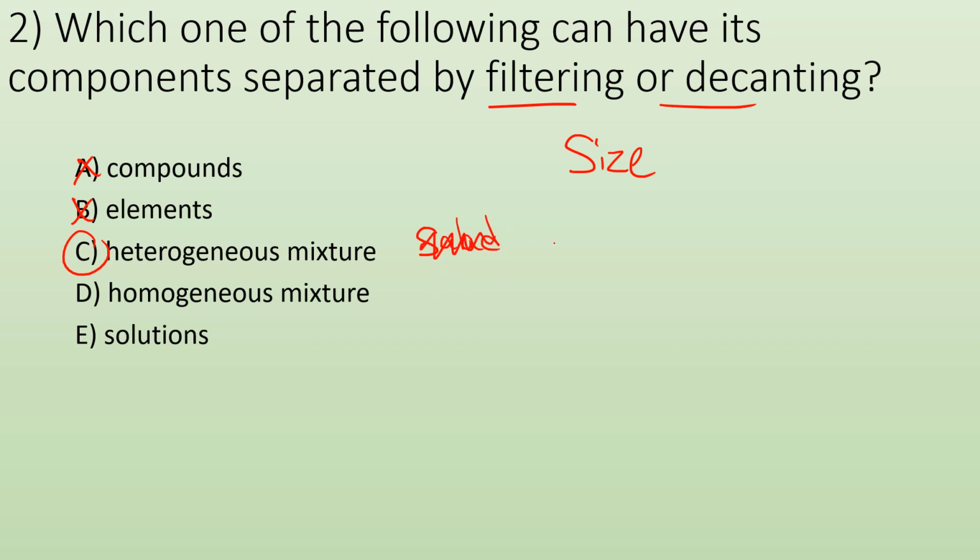So filtering, it'd be like sand and water mixture, or even if you had sand or dirt with a bunch of different particle size, you can filter those out using a sieve or something like that. Homogeneous mixtures, not going to work, right? So things like solutions, like if you have sugar water, you can't just filter out the sugar, right? If you have extra undissolved, maybe, but the sugar that's dissolved in the water, not going to get separated. So same thing with choice E. Correct answer, C.